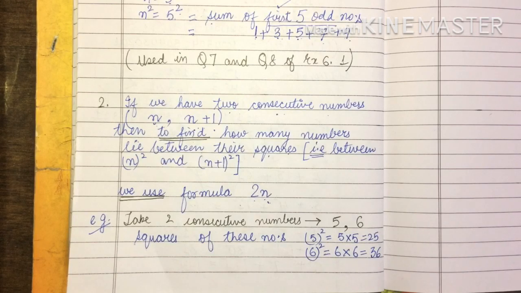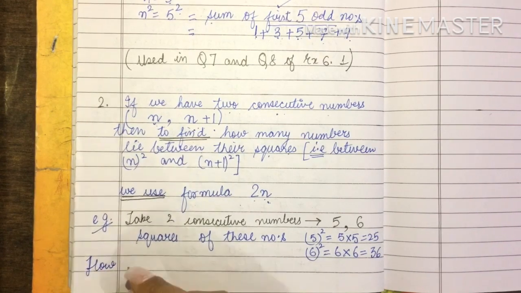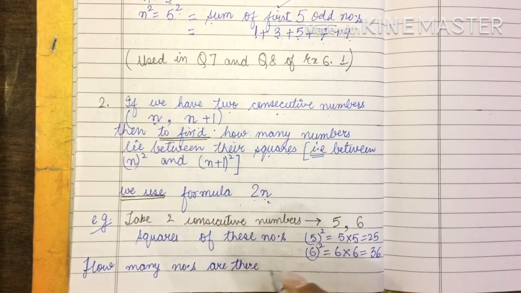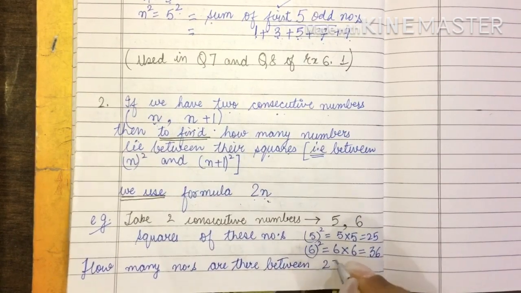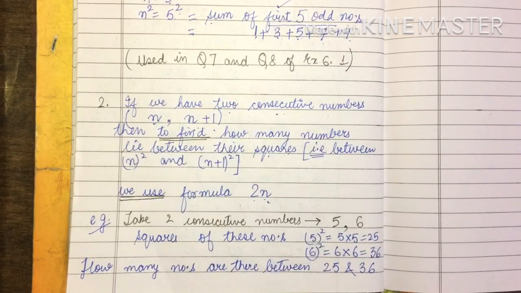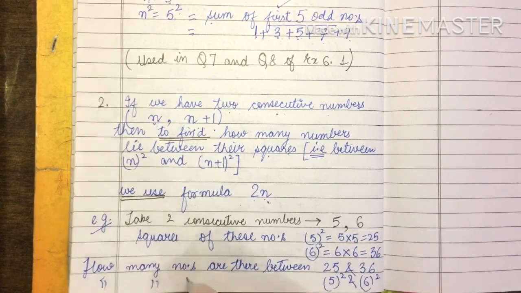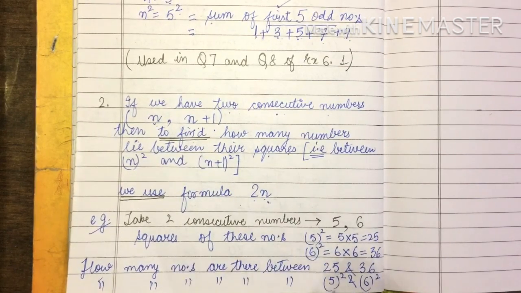Now what I want to find out is how many numbers are there between 25 and 36. So this is 5 square and 6 square. I want to find out how many numbers are there between the square of 5 and the square of 6. And I don't want to do the calculation. I want to find the answer directly. So if I had done it by actually calculating the squares and counting them, let us see how I would do it and whether this formula gives me the correct answer or not.